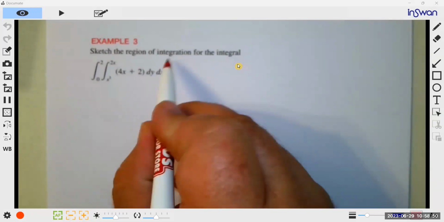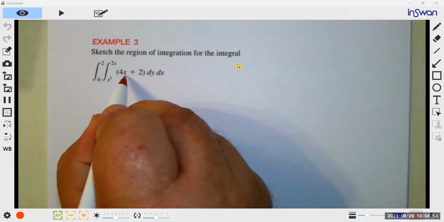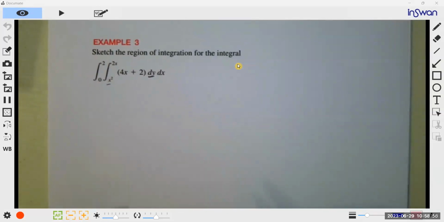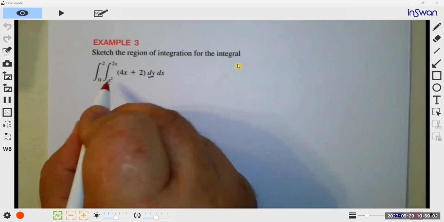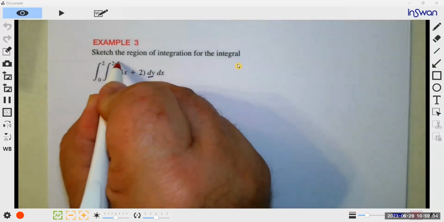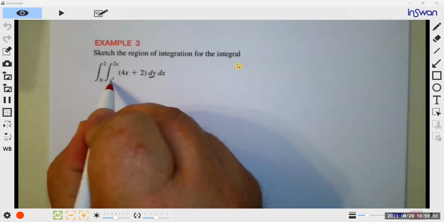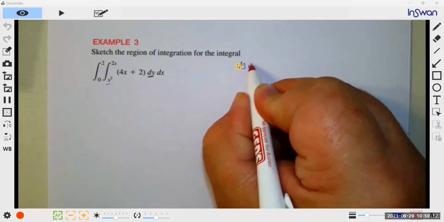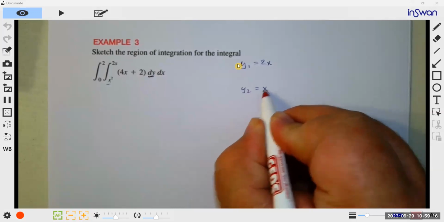Sketch the region of integration of the integral. Since we're doing y first, with this one, and this is our function, our bounds of integration have to be functions of x. So we have y1 equals 2x, y2 equals x squared.